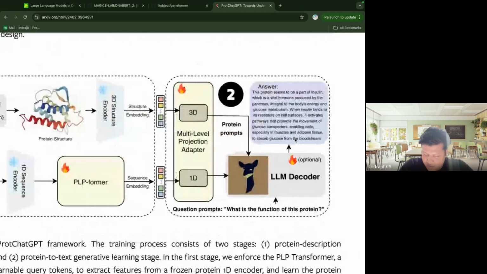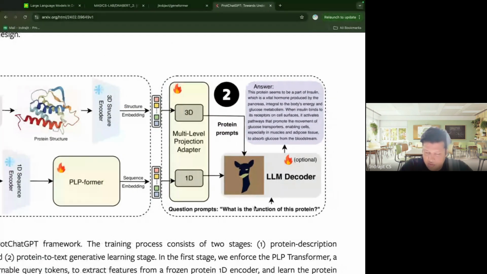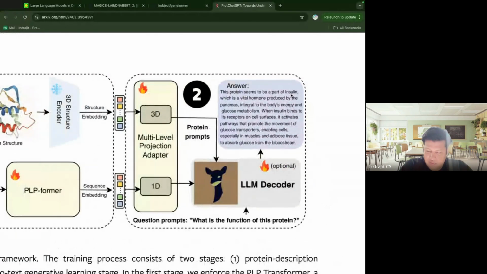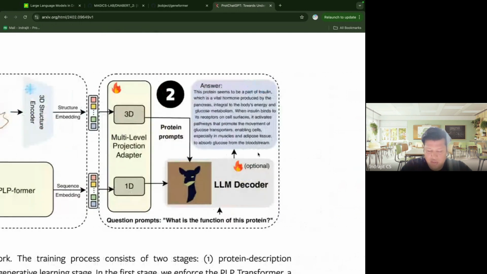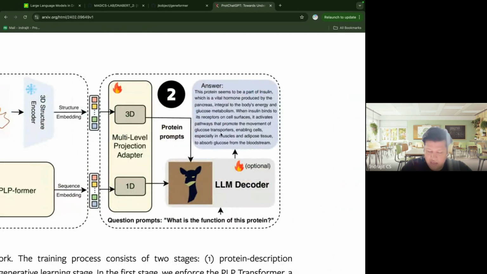So what is the function of this protein? That's the question. The answer is the protein seems to be a part of insulin, which is a vital hormone produced by the pancreas, integral to the body's energy and glucose metabolism. And when insulin binds its receptors on the cell surface, so that's a pretty good explanation of what is happening. Even a layman can give a protein structure in 3D, or let's say in 1D form. The model is able to get these prompt questions, and the LLM decoder is able to give you the output generated based on the protein description.